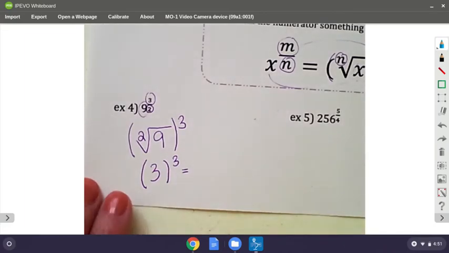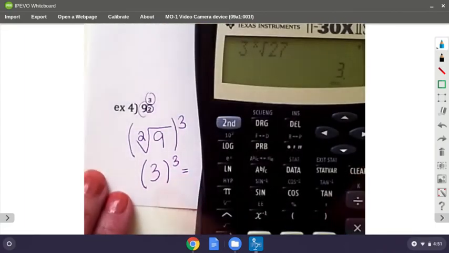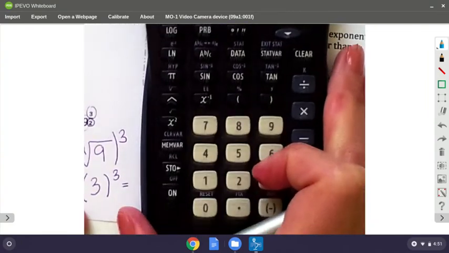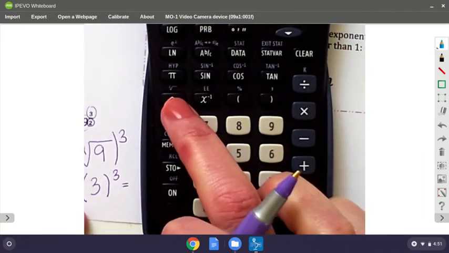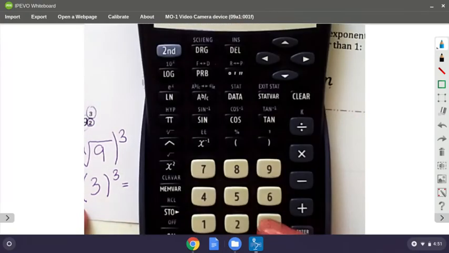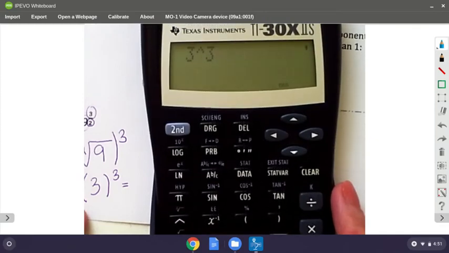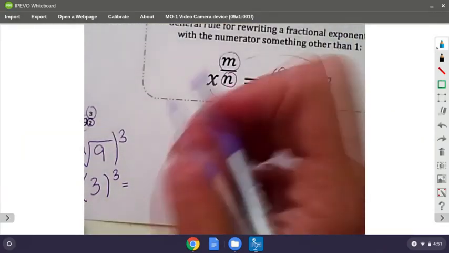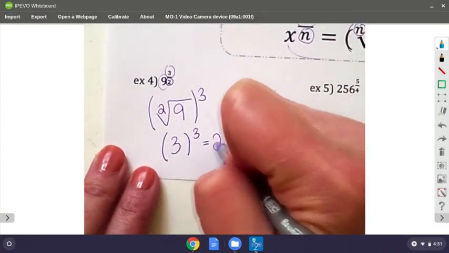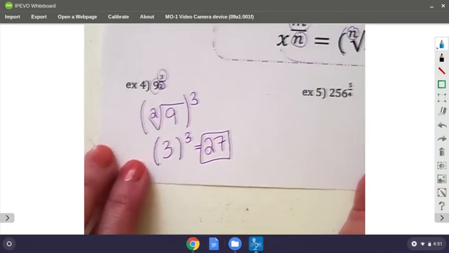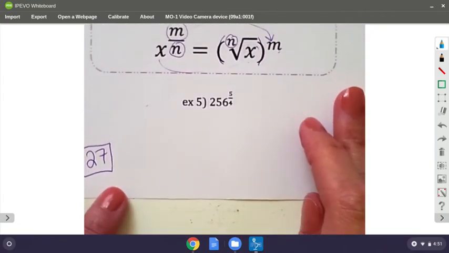Now how do you figure out 3 to the 3rd in a calculator? In this calculator, you put in 3, and then you raise it, this little arrow here, so it looks like this, to the 3rd, equals, it's 27. If putting it in the calculator is tricky for you, you can use that chart that I'm attaching to help.